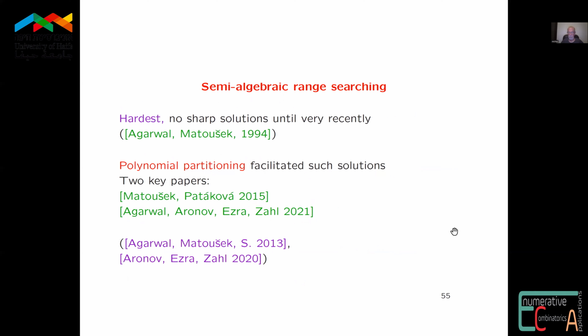So the problem with polynomial partitioning is that it is very much non-algorithmic. It's more like existential. If you want to construct a polynomial partitioning, you get very inefficient algorithms. And until very recently, there was no easy way to do it. Now there are ways to do it. I wouldn't call them easy, but at least it can be done. These two pivotal papers by Matoušek and Patáková, and Agarwal, Aronov, Ezra, and Zahl give you a method of doing it.